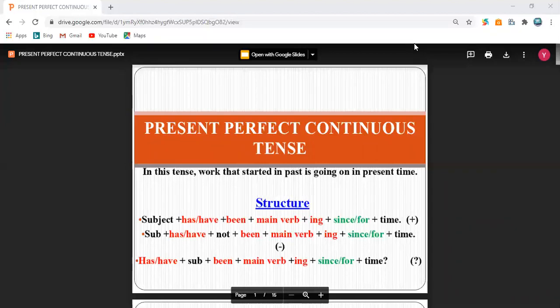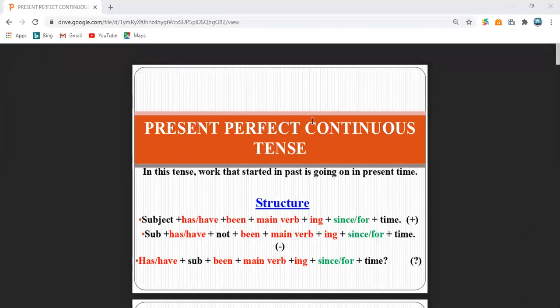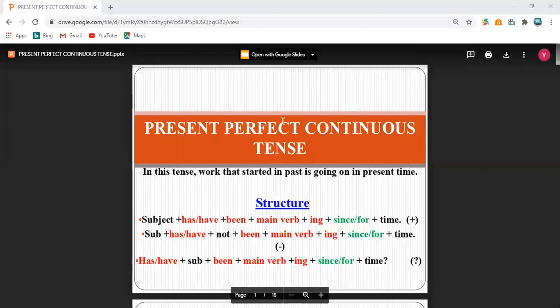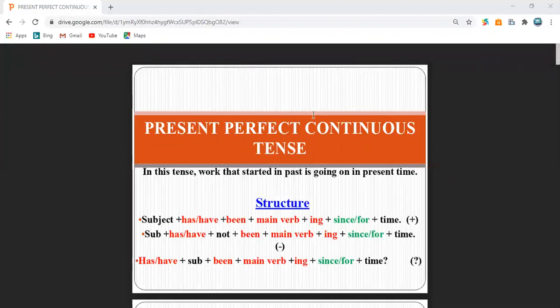perfect continuous tense. As you can see in its name, the words perfect and continuous have come, which shows that the tense types of perfect and continuous are combined in this tense. So it's a complex type of present tense. Now look at the definition of this tense first before moving forward.